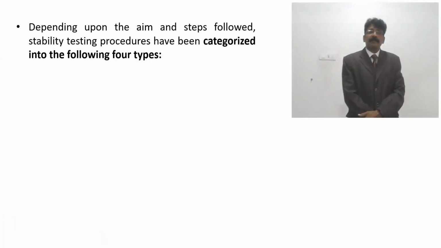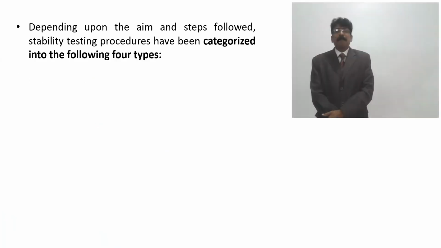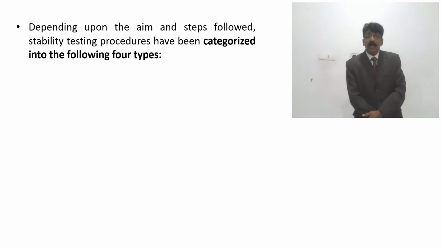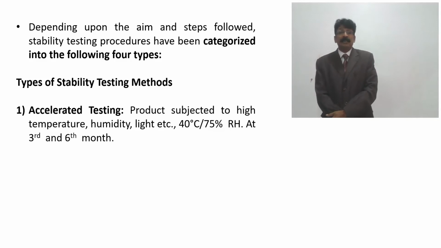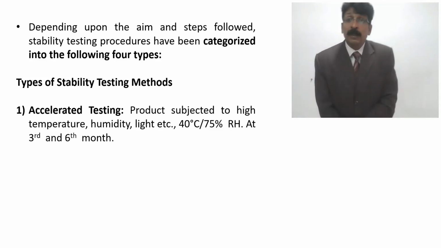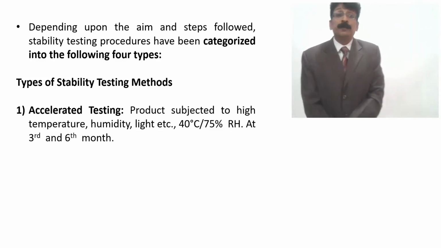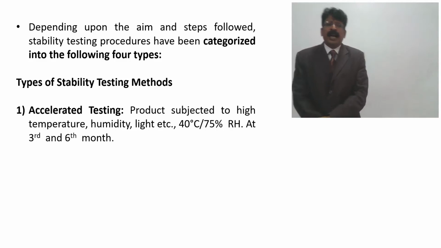And depending on the aim of the study, there are 4 types of what we have discussed just now, 4 categories. One type of testing is accelerated testing, in which temperature, which we have done, is what is specified here. The product is subjected to high temperature, humidity, light, etc.